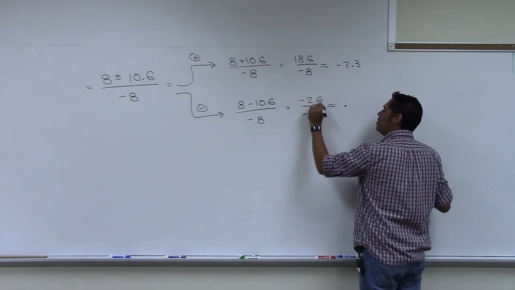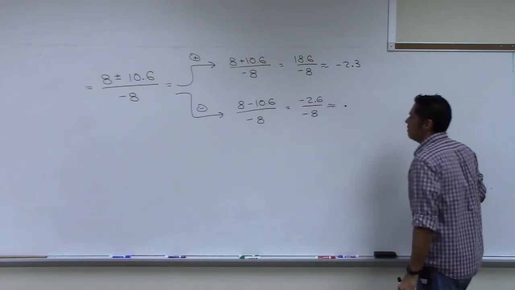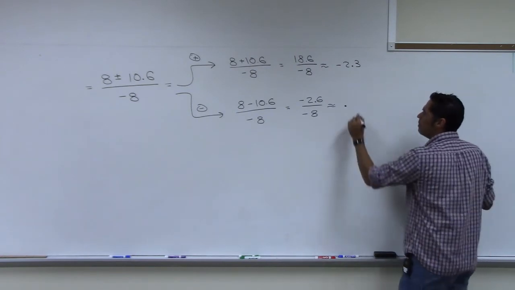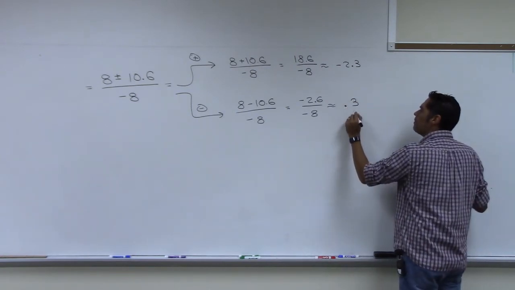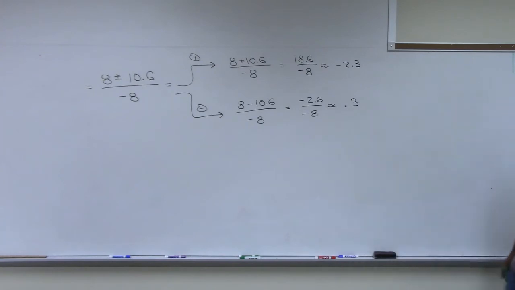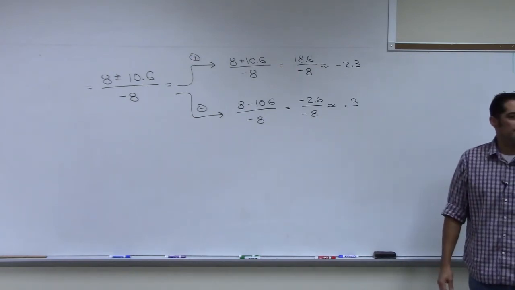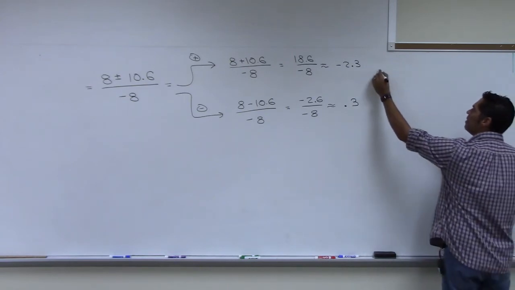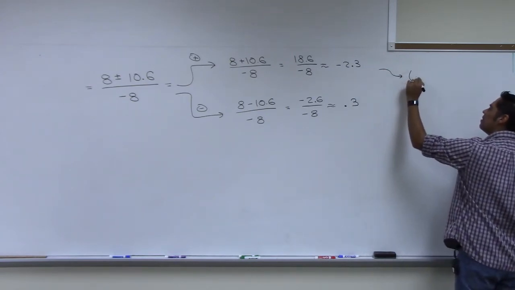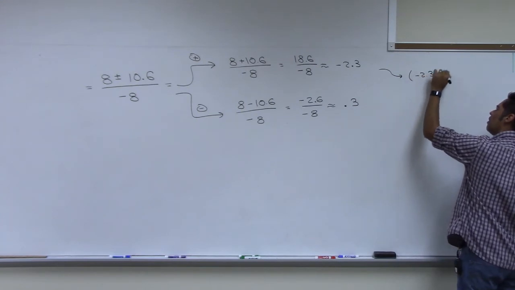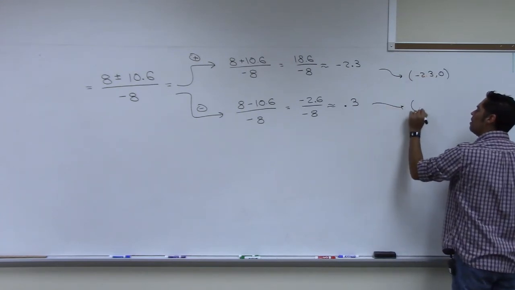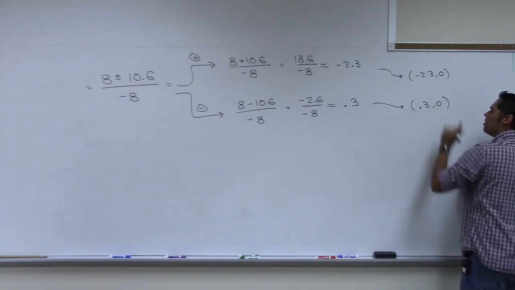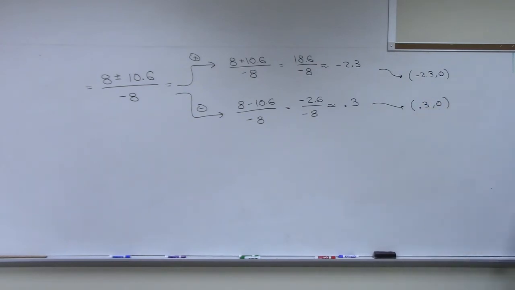2.6, sorry. 2.6. And then divide. Negative 0.3? 0.32. Okay, we'll just leave it 0.3. All right, now we have two X-intercepts. These are our two X-intercepts. That means that if we write these as points, it's (-2.3, 0), and this one is (0.3, 0). And these are going to be dots that we put on our graph.